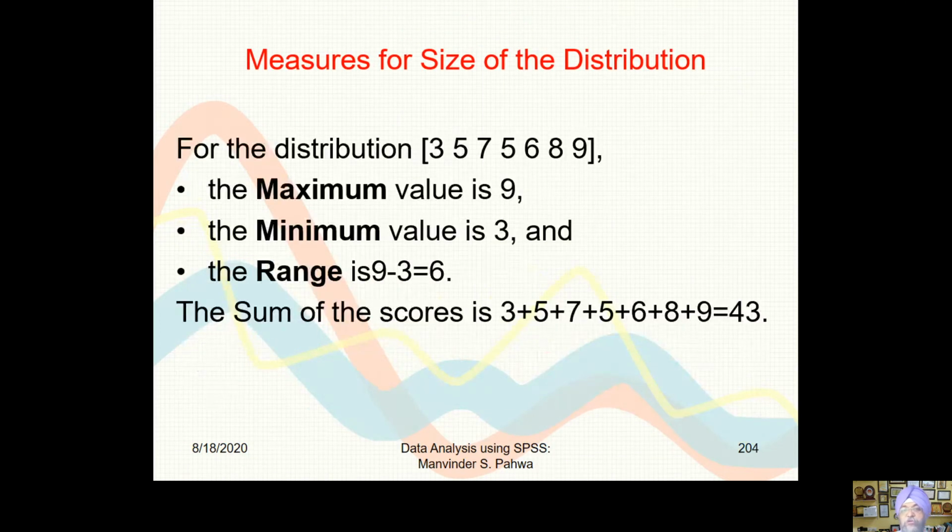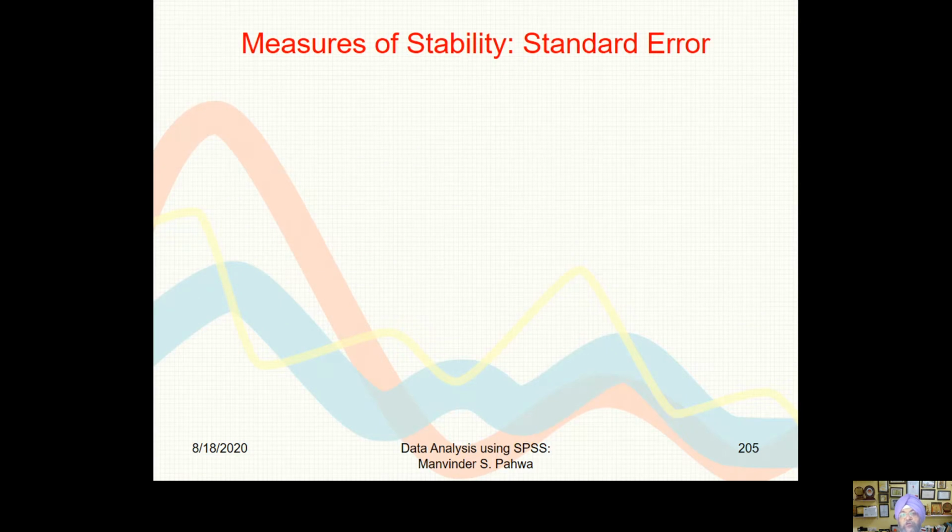For a distribution like 3, 5, 7, 5, 6, 8, with a maximum value of 9 and a minimum value, the range is given. These are also things by which we measure the size of the distribution. Measurement of stability is done by the standard error.